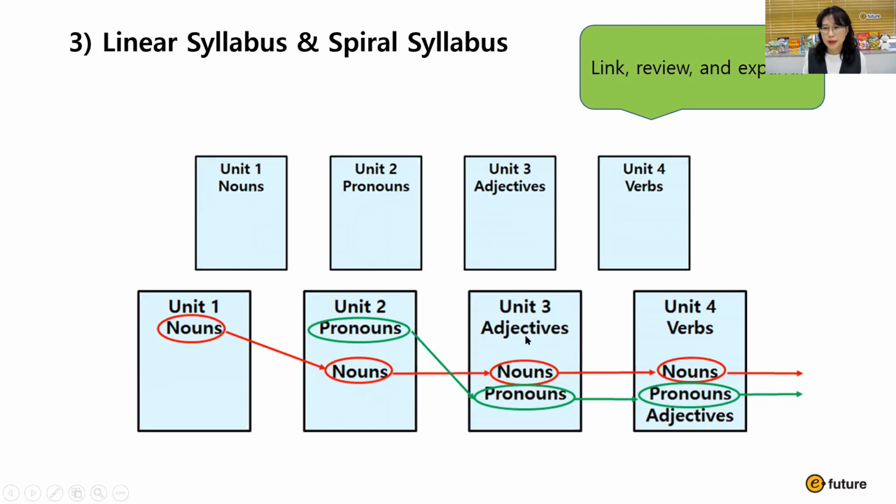And when you move on to unit 3, adjectives is the new target, but you also review and link nouns and pronouns from unit 2 and unit 1. So this goes on and on like a spiral. That's why it's called a spiral syllabus. And this is much more effective for EFL learners than a linear syllabus. So this is the basic idea of eFuture books. When we develop our material, we have this in mind. So please remember that: link and review, very important for EFL learners.